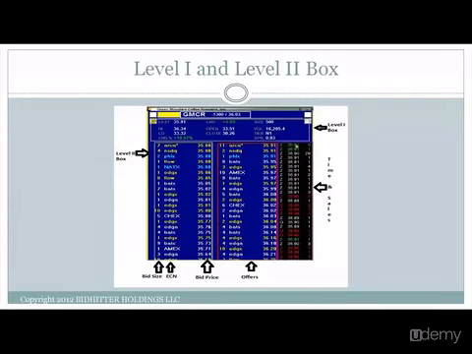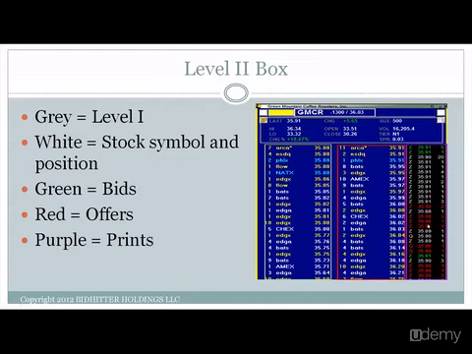As we mentioned previously, this gray box here is a level 1. The white area shows you the symbol of the stock and the position. The green, which will be here, are the bids. These are the offers, and these are the prints and/or time and sales. I call them prints. They're also known as the time and sales.